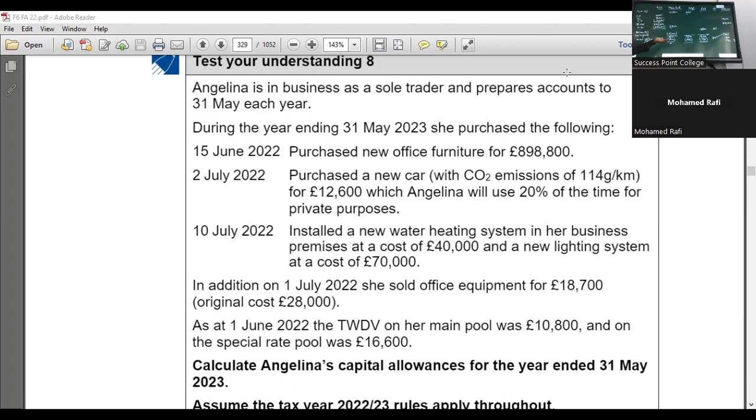If the balance would have been 1,100, it means we will only claim 18%. We cannot claim any small pool WDA. It's not that 1,000 is claimed as small pool and the remaining 100 at 18%. No. It depends on how much the balance of the pool is. If it is up to 1,000 pounds, claim the whole as allowance. If it is above 1,000 pounds, then charge 18%.